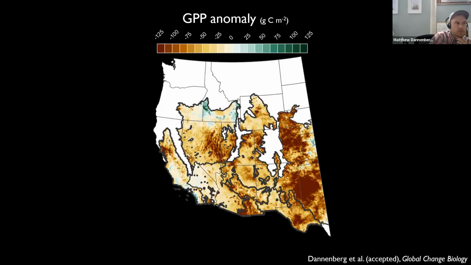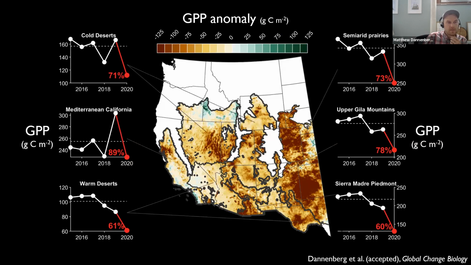Across the region, we see pretty much ubiquitous losses of primary production. This map is showing the gross primary production anomalies through space across the study region. And every one of the 6 ecoregions that we looked at had pretty substantially reduced primary production compared to their 2015 to 2019 means. And in most cases, it was well below the normal range of variability for those systems.